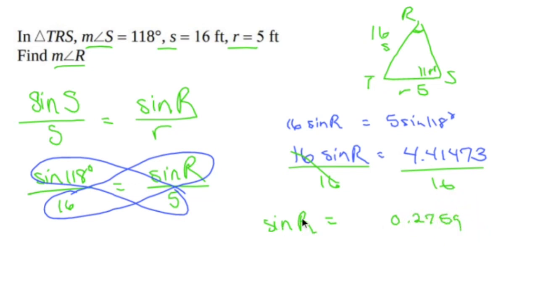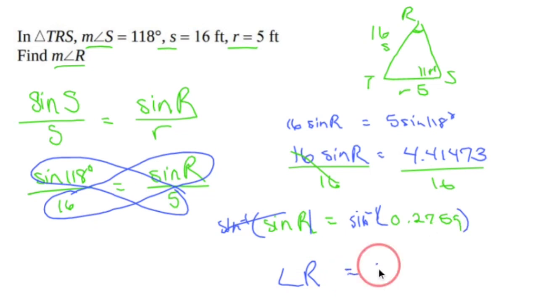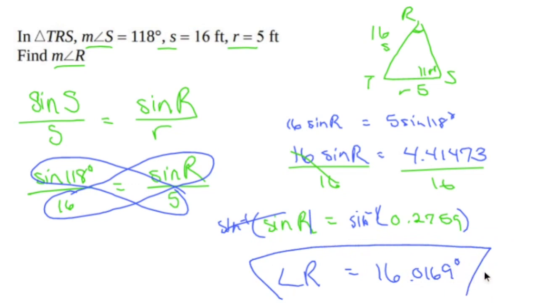Now my job is to find R. I don't have that yet. So I'm going to inverse sine both sides. When I run to a calculator and inverse sine this decimal right here, I end up with 16.0169 degrees. And that's my guy. That's all I have to do.